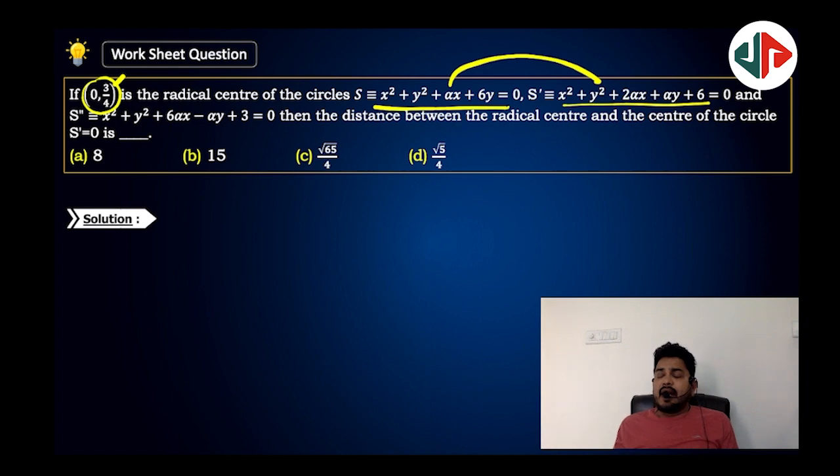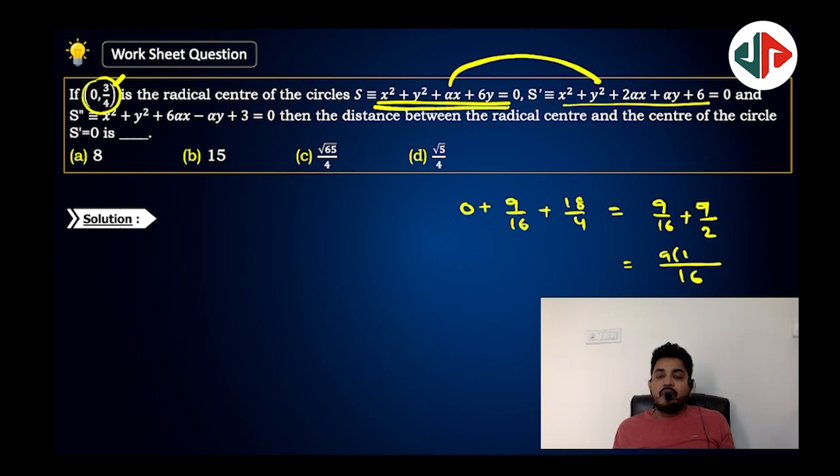You can find the radical axis, otherwise the power of (0, 3/4). What is the power of (0, 3/4) with respect to this circle? It is 0 plus 9/16 plus 18/4, because 3 sixes are 18, by 4. So this is 9/16 plus 9/2. The LCM is 16, so 9 times (1 plus 8), which is 81/16.